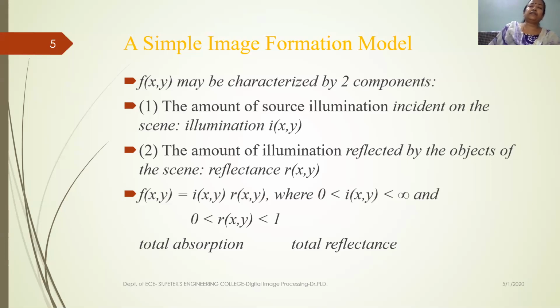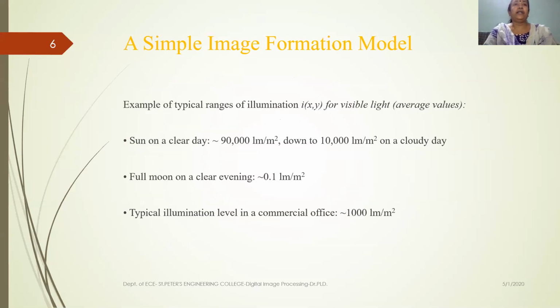If the reflectance value is 0, it means total absorption occurs on the objects. If it is 1, it means total reflectance occurs from the objects. That's the meaning. Now, the typical ranges of i(x,y) for visible light: for a natural source like the sun, on a clear day it is 90,000 lumens per meter square, down to 10,000 lumens per meter square on a cloudy day.